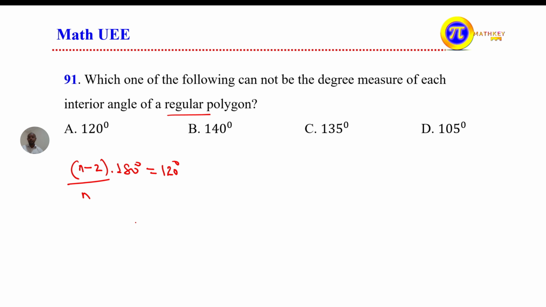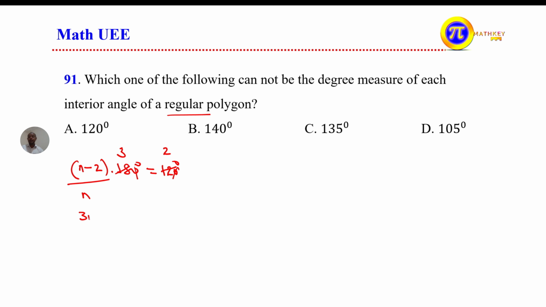To solve this one, we cancel 0 by 0. This is divided by 6, which is 3. 12 divided by 6 is 2. After that, we'll try to find n. If n is a positive integer, the measure of the interior angle can be that of a regular polygon.